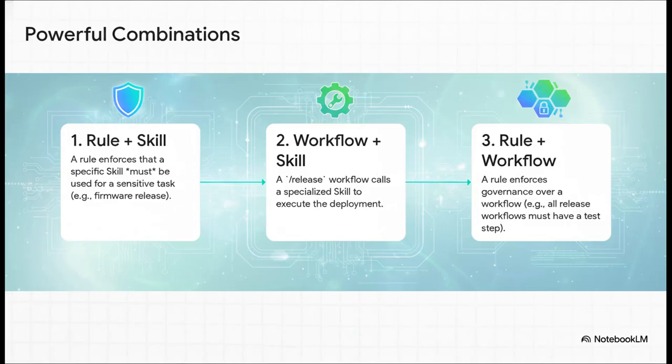And they aren't meant to be used separately. You can build some incredibly powerful stuff by combining them. For example, you could have a rule that says for any firmware release, you must use the firmware release skill. Or maybe a release workflow that, as one of its steps, calls on that same skill to do the heavy lifting. This is how you build really robust, intelligent systems.